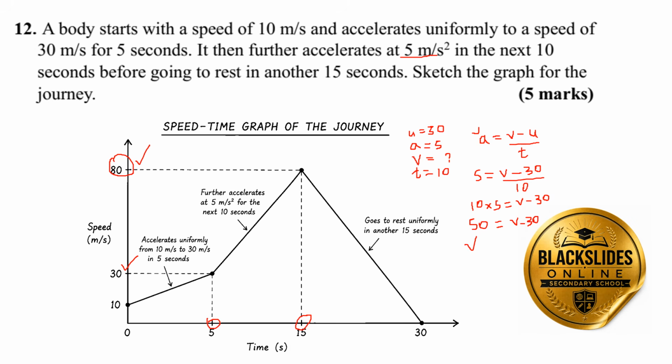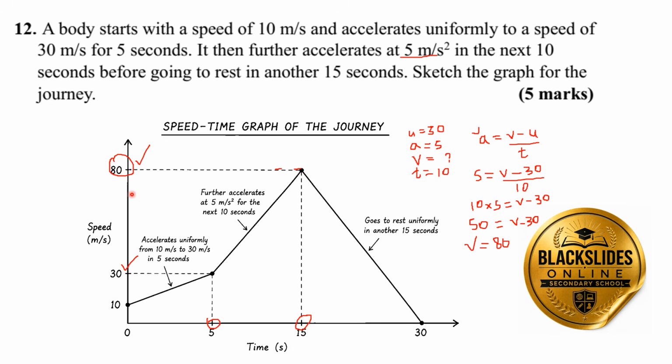Giving us V equals 80. That's why I went that far. All right, so after reaching this velocity of 80, we are told that the body goes back to rest. So it's going to decelerate to go down for the next 15 seconds. 15 is from 15 to 30, that's 15 seconds. So it goes to rest uniformly in the next 15 seconds.